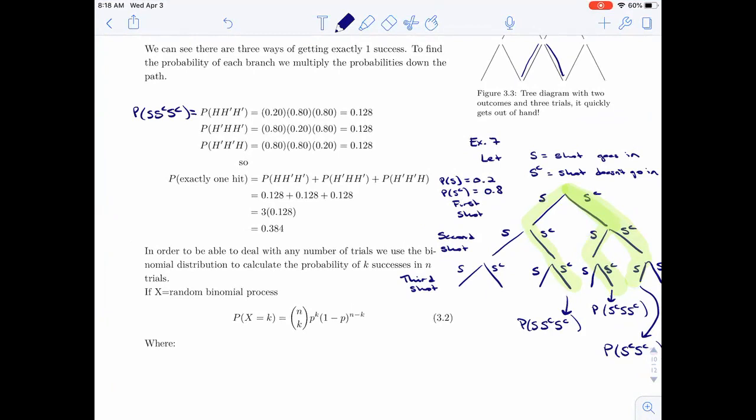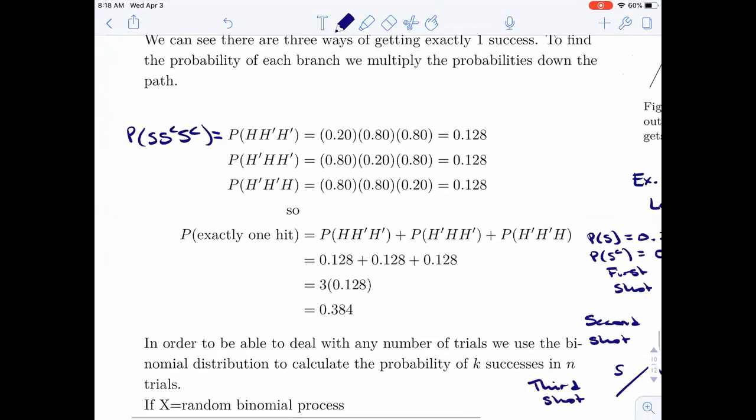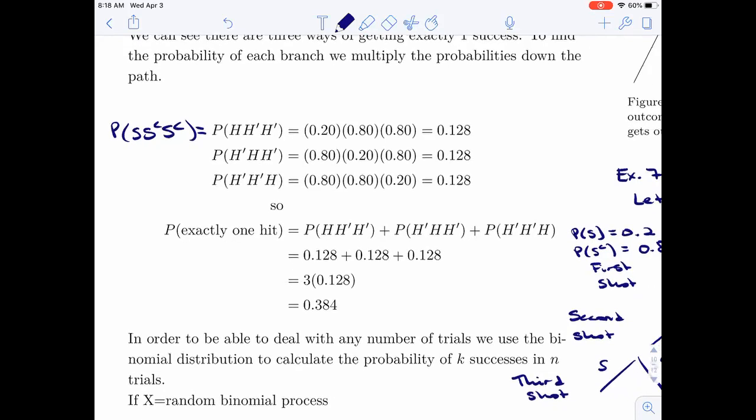Oh, and I know it was a while ago, but the little apostrophe is me forgetting to change it to a C. But they mean the same thing, the complement. So the probability of a success was 0.2 times not a success, 0.8 times 0.8. And so we get this probability of 0.128.